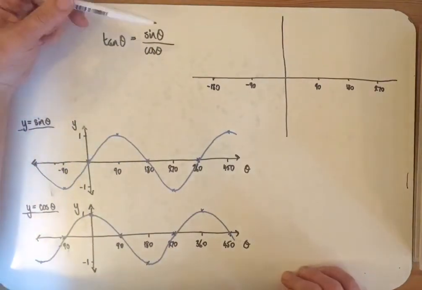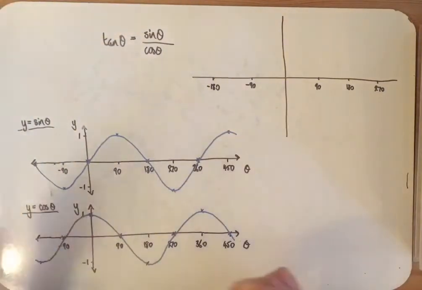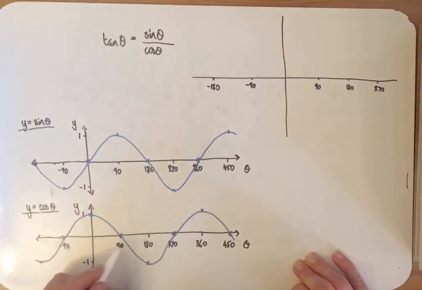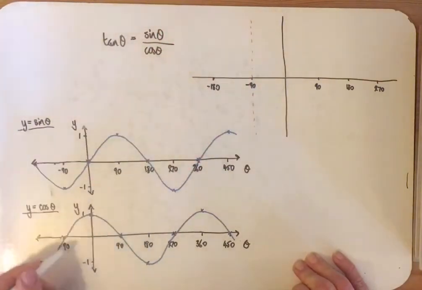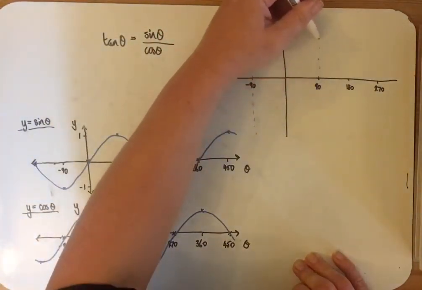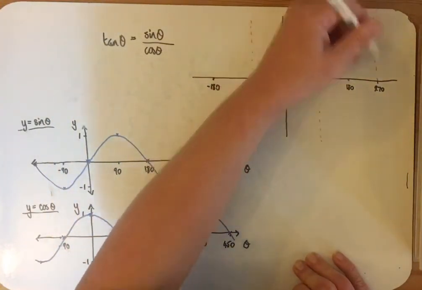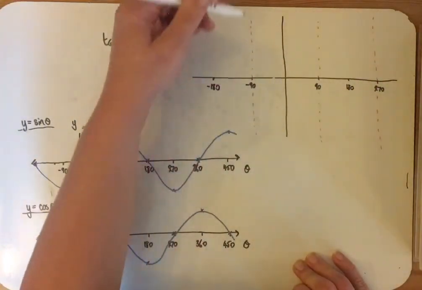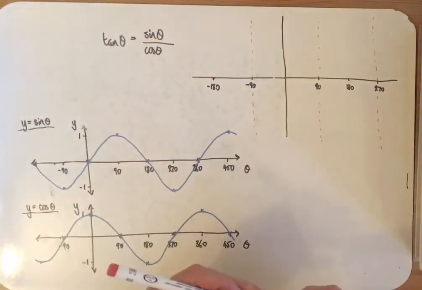Right, so when cos theta is equal to 0, tan theta is undefined because we can't divide by 0. And that gives you a vertical asymptote. So we've mentioned that a little bit in class. So where cos theta is 0, so cos theta is 0 at minus 90, and it's 0 at 90, and again at 270. So every 180 degrees on the tan curve, you get a vertical asymptote. So there'll be another one here at minus 270.